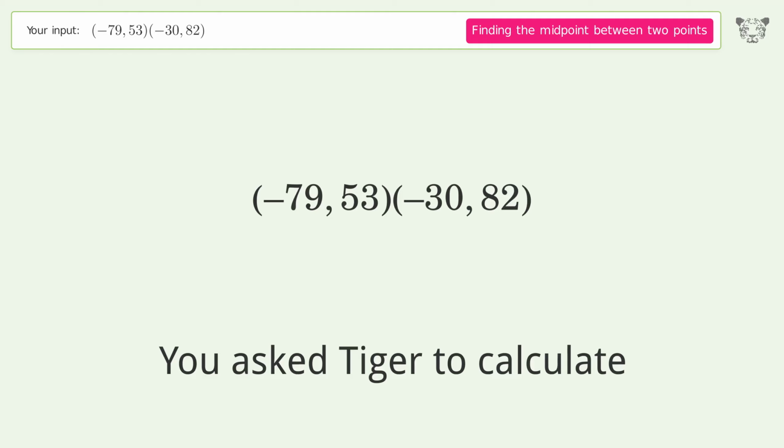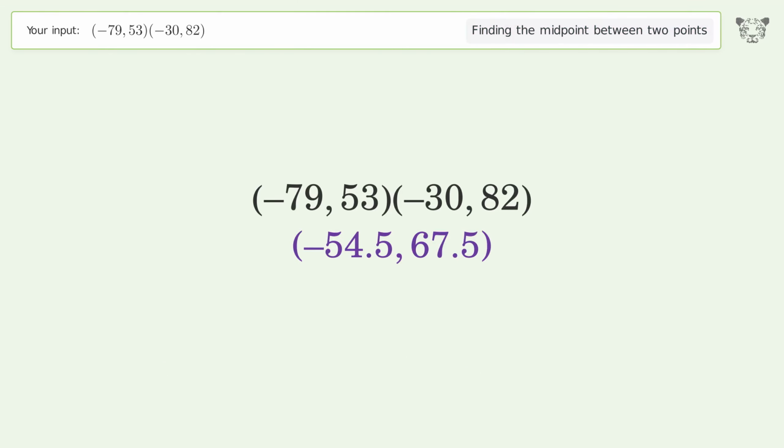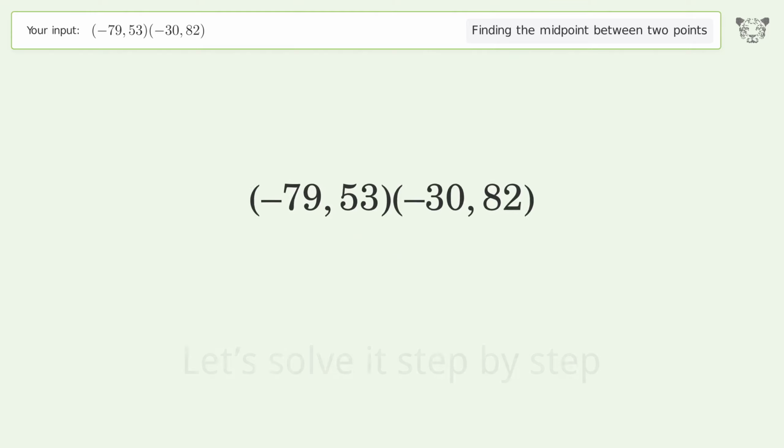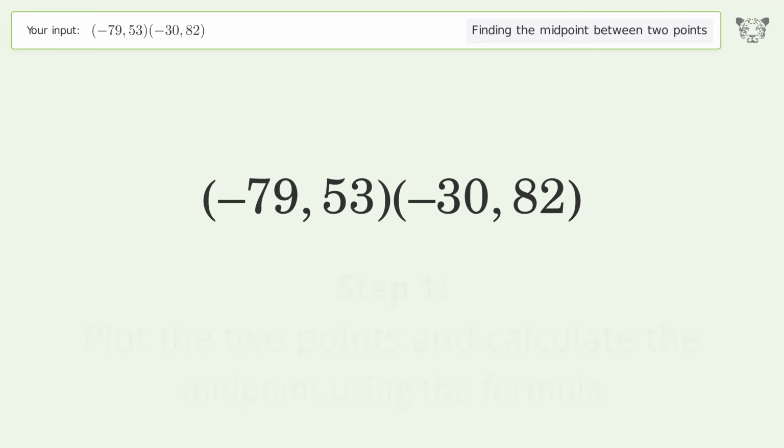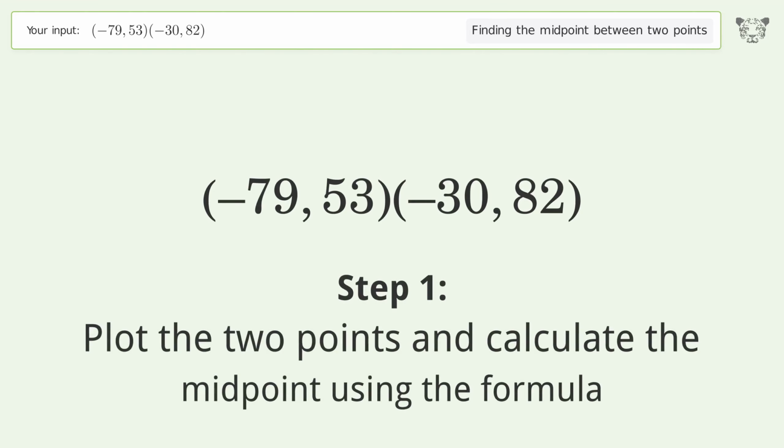You ask Tiger to calculate. This deals with finding the midpoint between 2 points. The midpoint between the 2 points is negative 54.5, 67.5. Let's solve it step by step. Plot the 2 points and calculate the midpoint using the formula.